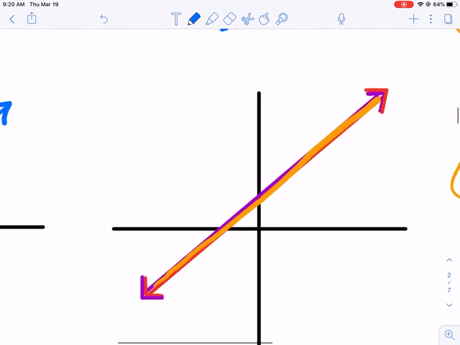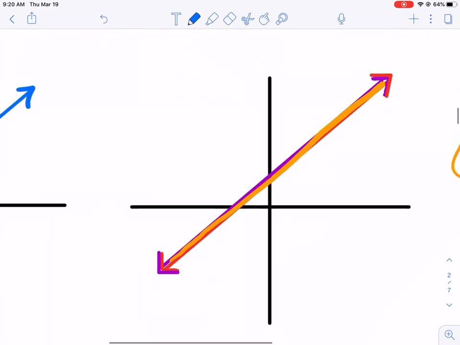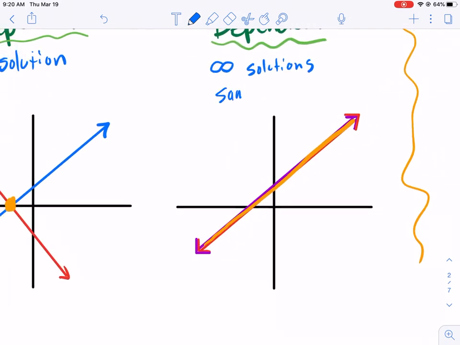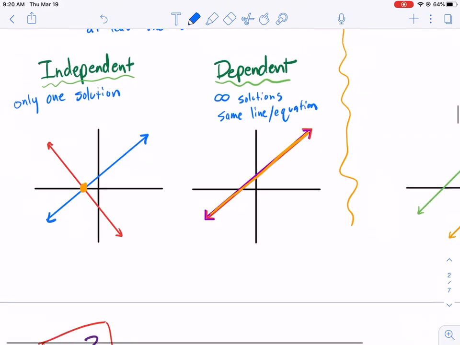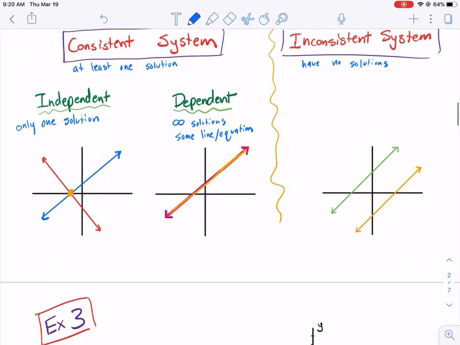So if we look here, we can kind of see that there's a red line, there's a purple line, and where the orange is everywhere they intersect. That means that they're the same line or equation. So if they're the same line, that means they overlap. They have infinite solutions. Every single point along those lines is something that satisfies both equations.